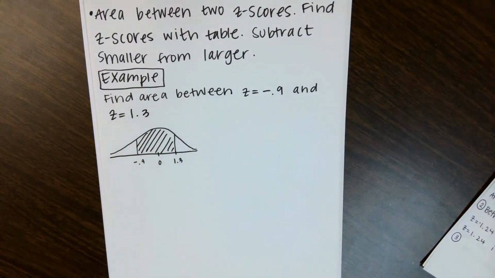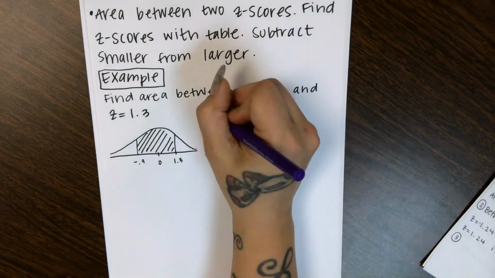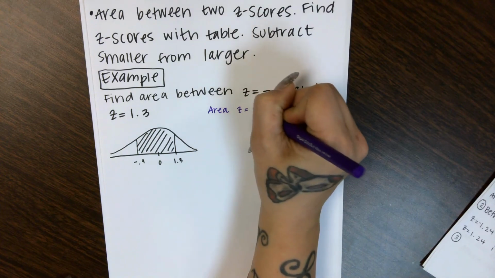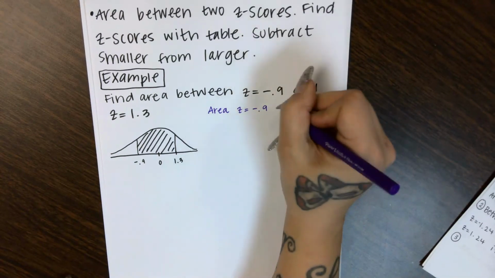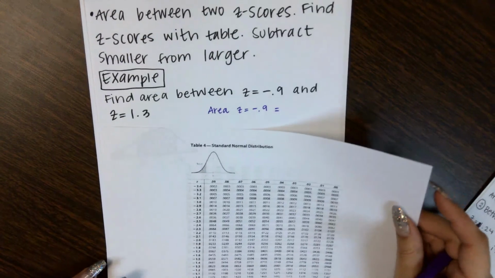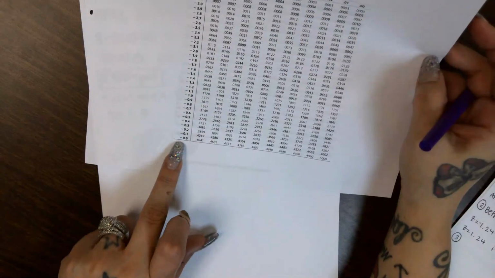And I'll put my work in purple. Okay. So the area for z equals negative 0.9, I'm going to use my table. My left-hand side goes to the 10th place. So all I have to do is find negative 0.9 on my table, which I'm going to have to cover up, y'all. It's right here.